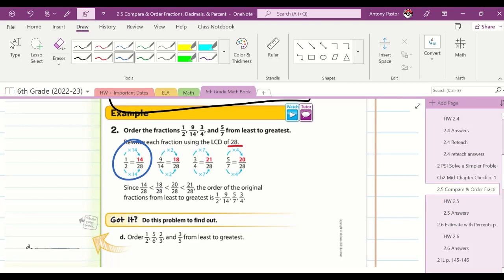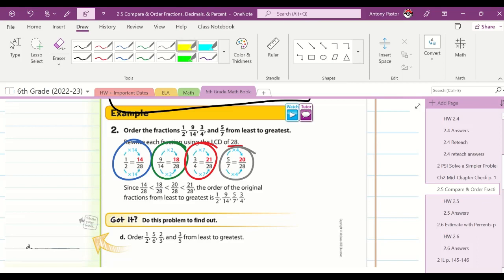Starting with 1/2, we would need to multiply both numbers by 14. This would make 1/2 14/28. 9/14 would need to be multiplied by 2, because 14 goes into 28 2 times. This would become 18/28. 3/4 would need to be multiplied by 7, which would make it 21/28. And last but not least, 5/7 would need to be multiplied by 4 to make it 20 over 28.